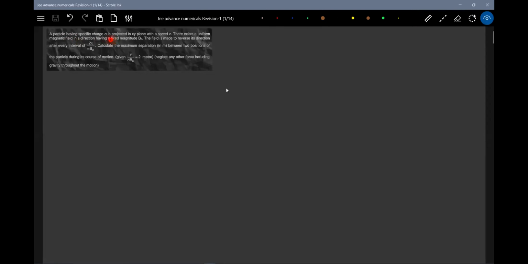A particle having specific charge sigma is projected in the XY plane with a speed v. There exists a uniform magnetic field in that direction having a fixed magnitude B naught. The field is made to reverse its direction after every interval of time. Calculate the maximum separation. So the magnetic field, let's take this as into the plane. The charged particle is projected in the XY plane with a speed v. Everywhere the magnetic field is present. So if you want, I'll do one thing.